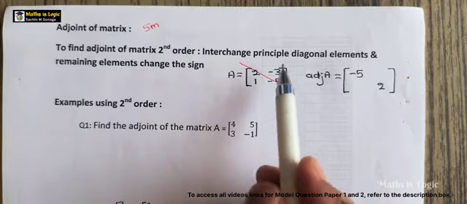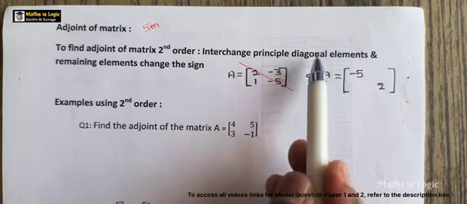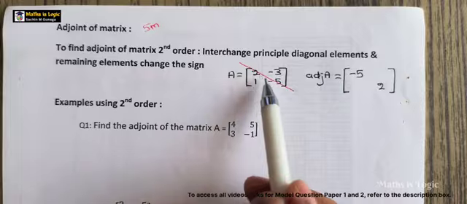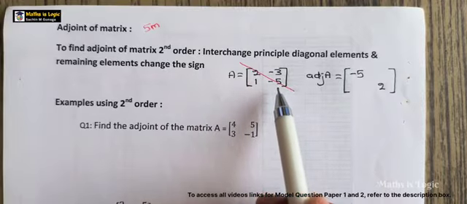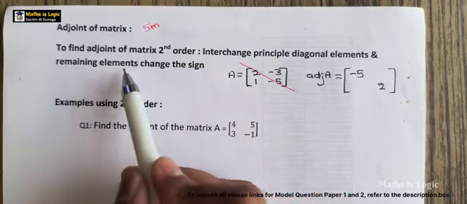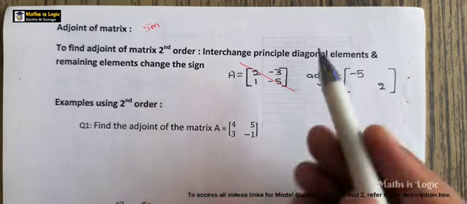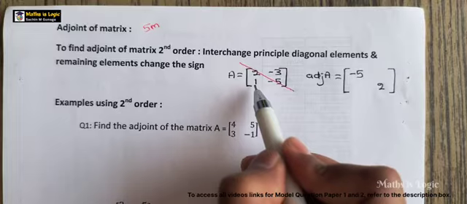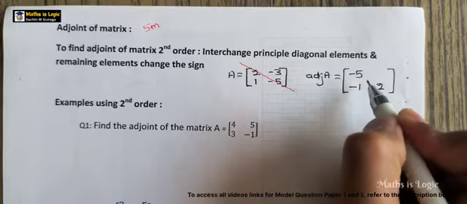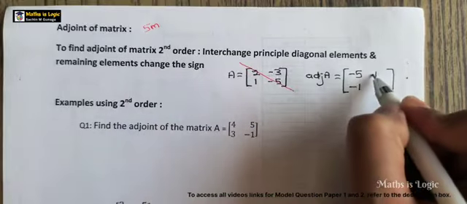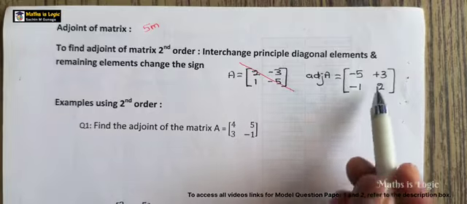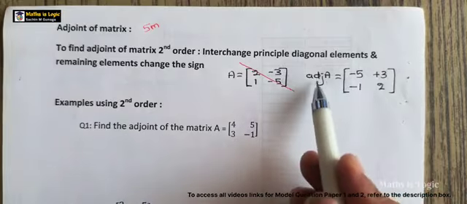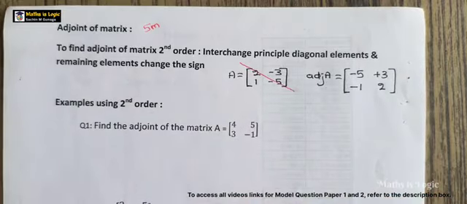So this is what we call it as interchanging. What we need to do, interchange principal diagonal elements. After interchanging principal diagonal elements, next remaining elements we need to change the sign. What is the remaining element? 1 and minus 3. Only we need to change the sign. That is, plus 1 becomes minus 1 and minus 3 becomes what here? Plus 3. So this is what we call it as adjoint of matrix.